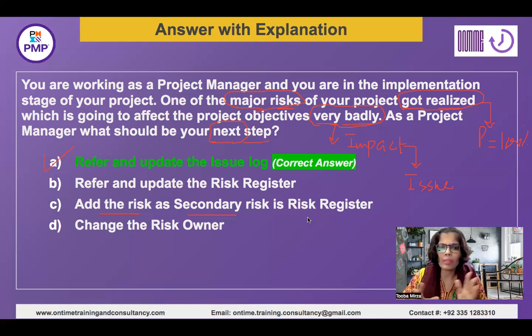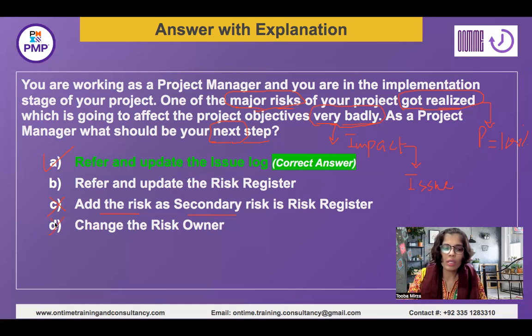I can give you many examples, but in the interest of time, let's not talk about it, because this is not a conversation about what a secondary risk is. In this scenario, clearly there is no talk that as a result of this major risk, any other risk has occurred. This is still talking about the primary risk. So C is definitely not the answer. Why is D not the answer?